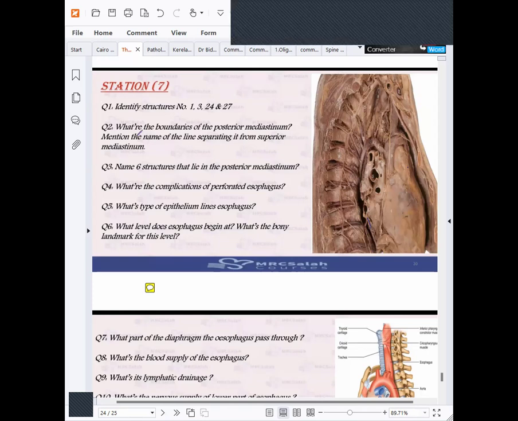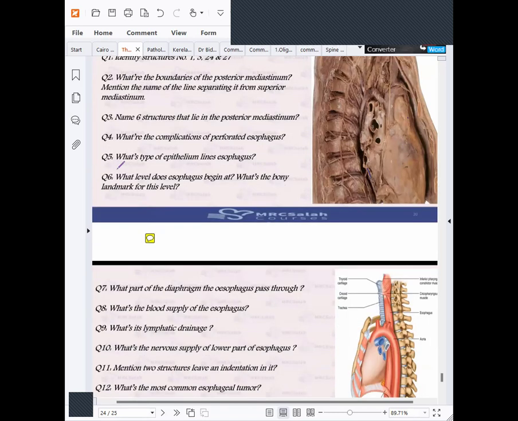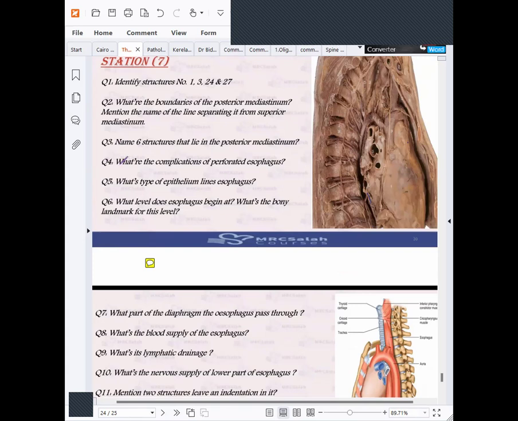Mention the name of the line separating it from the superior mediastinum. The name of the line. No, I don't know the name. It is an imaginary line, or you can say transverse thoracic line. Transverse thoracic line. Yes. And from where?